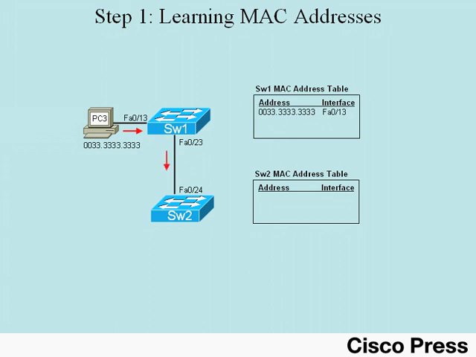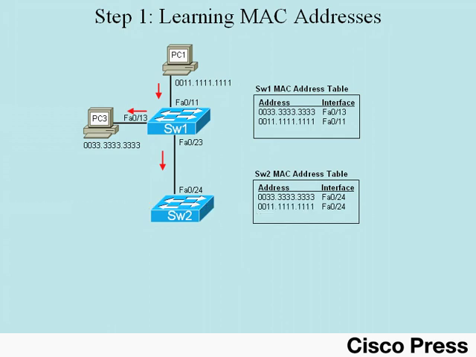Similarly, when switch 1 forwards the frame over to switch 2, switch 2 hears the frame, looks at the source MAC address, sees MAC address 3, and adds an entry to its MAC address table, this time with switch 2's FA0/24 interface listed in the MAC address table. Now if we hook up a second PC, in this case PC1 with MAC address 1, when PC1 sends its first frame, switch 1 looks at the source MAC address, adds that MAC address to its address table, and then as switch 1 forwards the frame down to switch 2, switch 2 does the same process, looking at the source MAC address of the frame and adding that entry to switch 2's MAC address table.